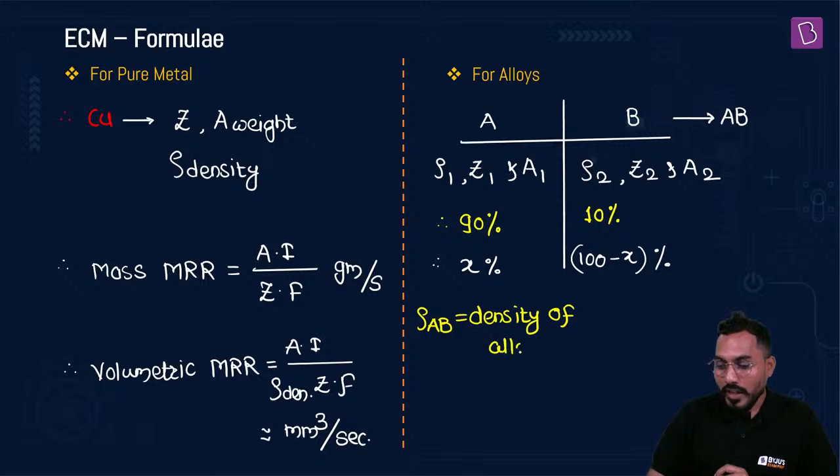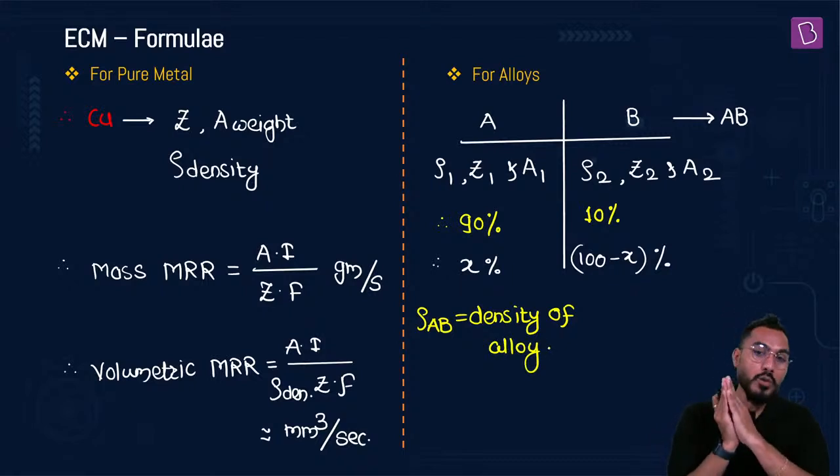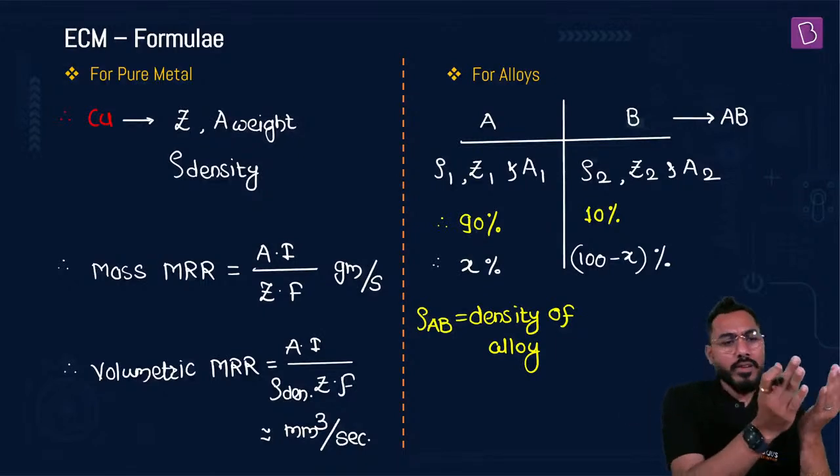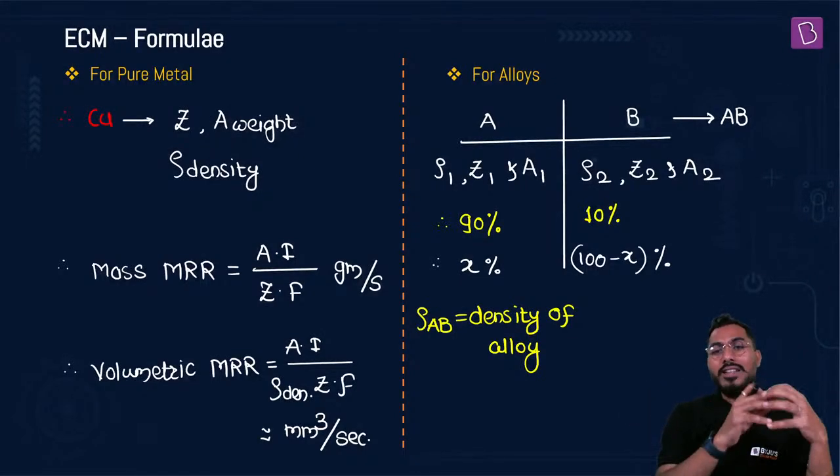Understand this point very correctly. Without that you can't solve numericals. Density of alloy. So how exactly is the density of alloy given? Instead of giving density of A or density of B, the density of alloy is given.